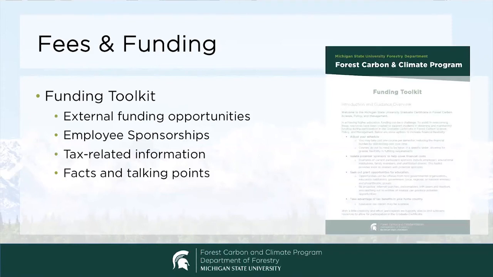We've also created a funding toolkit, which details our available funding opportunities, in addition to other external methods for searching for funding, how to navigate an employee sponsorship or use your professional development funds, and also about tax benefits, even though those are, I think, only related to US residents. The document also includes some facts and talking points that could be helpful when creating a grant application or discussing the opportunity with your employer. To receive this tool, please email us at forresty@msu.edu, and we'd be happy to send that along.